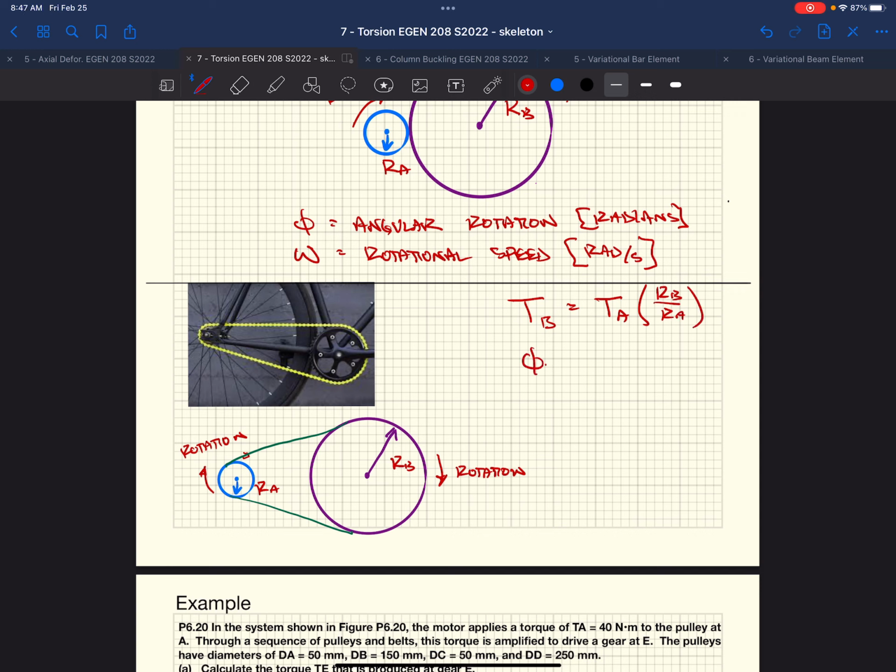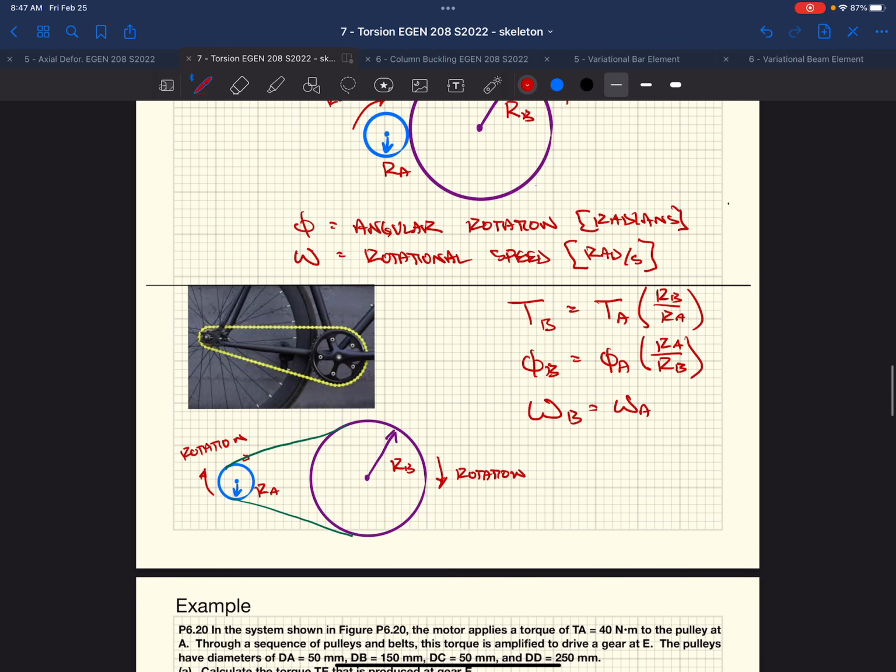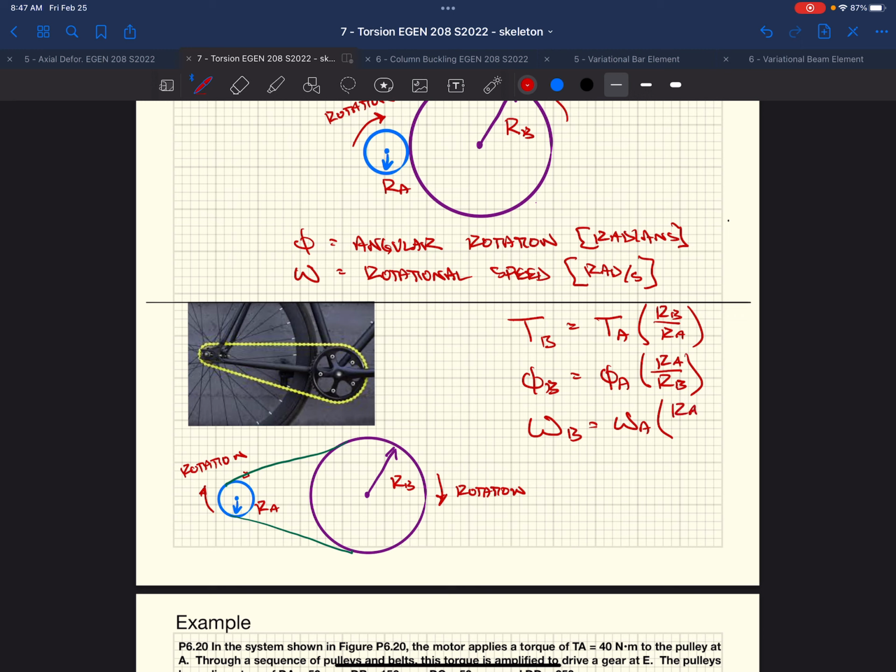And then we have phi at B equals phi at A times the radius at A over the radius at B. And we got omega at B is the omega at A times the radius at A over the radius at B. Again, having this gear ratio that allows us to relate torque, rotation, and speed. For your last two equations, is it R of B over R of A, or? No, it's R of A over the R of B.